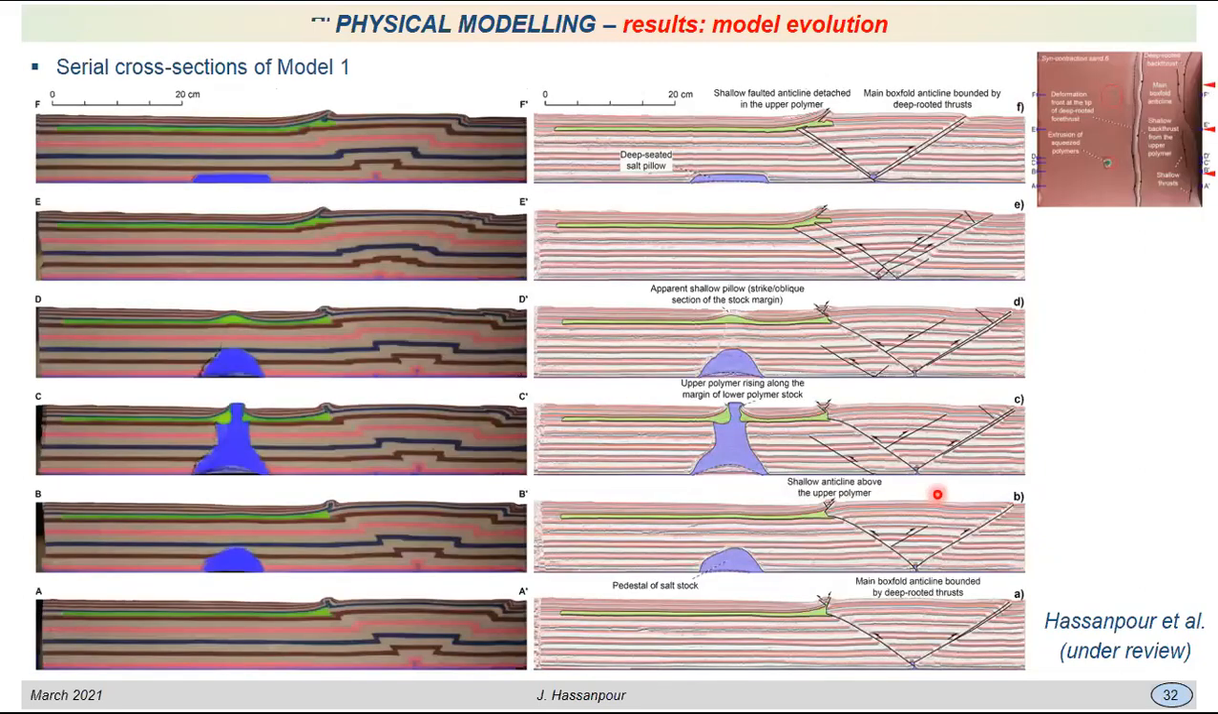So after the end of both experiments, we cut the model into closely spaced 3 mm cross sections, and we used those cross sections to reconstruct the 3D structure of the model to be able to see its interior structures, allowing us to produce any cross section in any direction and depth slices. So we have converted the constructed 3D model into a seismic volume.